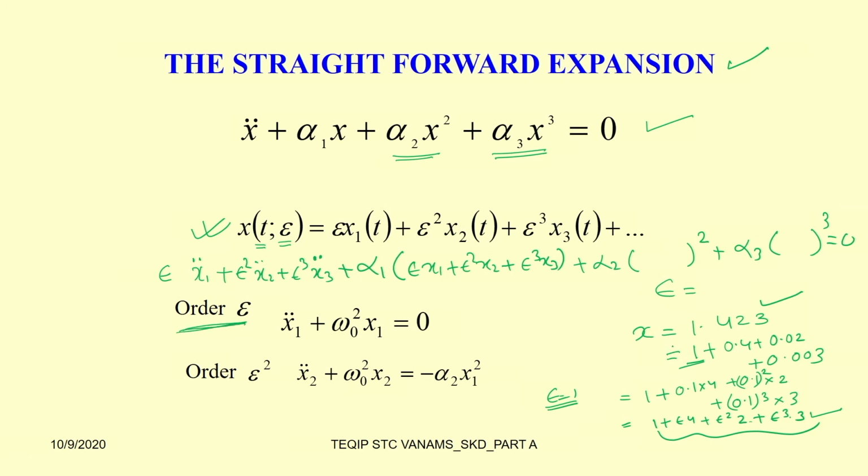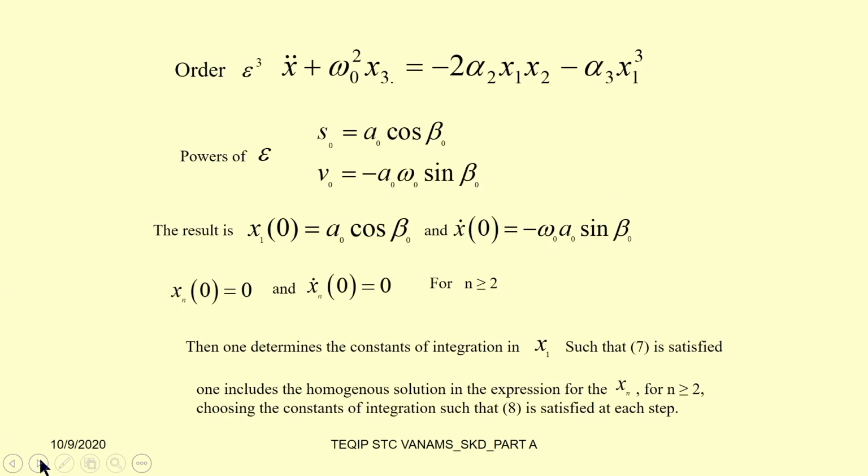If we are putting this x 0 here also, then we can take the terms with x to the power 0. So, order of epsilon, that is x 1 double dot plus omega 0 square x 1 equal to 0. Similarly, epsilon square will be x 2 double dot plus omega 0 square x 2 equal to minus alpha 2 x 1 square. So, the solution of this equation already is known to you. As the solution is known, then it can be written x 1 equal to, similarly order of epsilon cube equal to this.